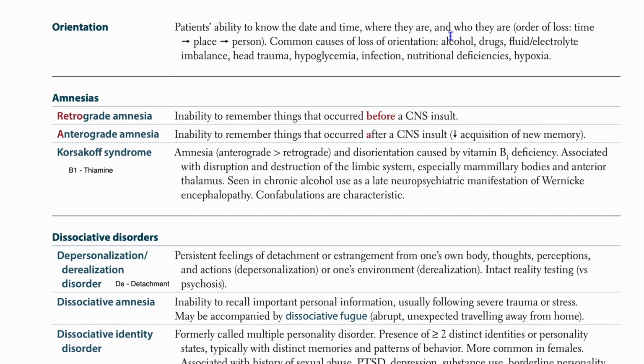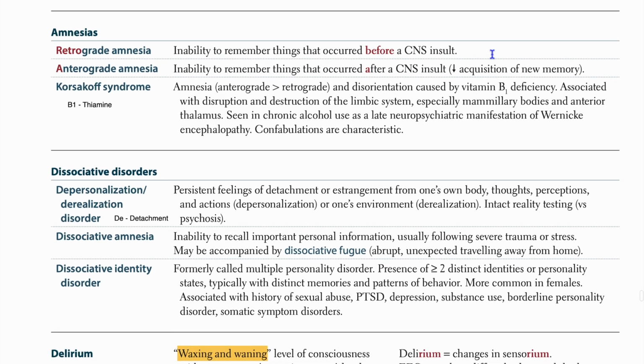Causes of loss of orientation: alcohol, drugs, fluid and electrolyte imbalance, head trauma, hypoglycemia, infection, nutritional deficiency, and hypoxia. Okay. Amnesias. There are two types: retrograde and anterograde. Retrograde amnesia is the inability to remember things that occurred before a CNS insult. Anterograde is the inability to remember things that occurred after a CNS insult.